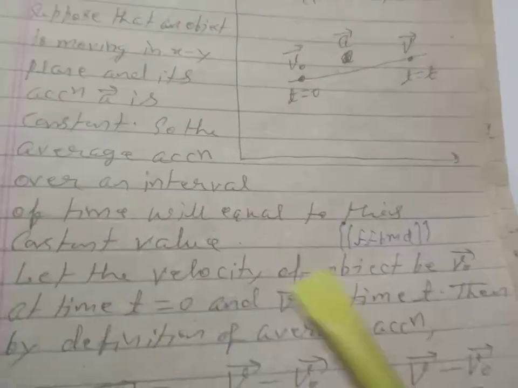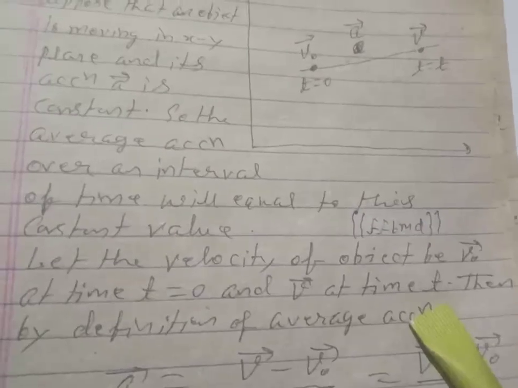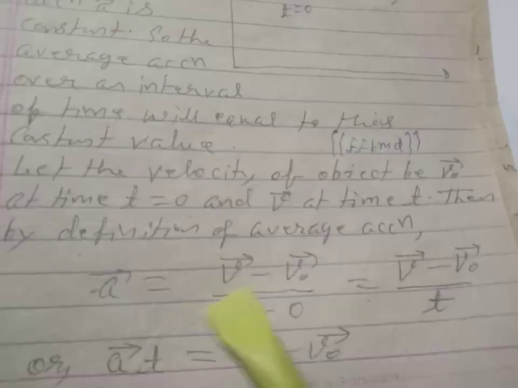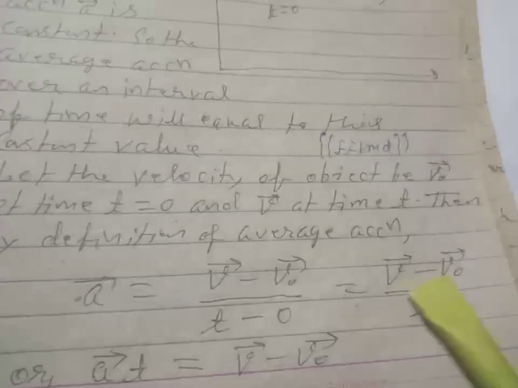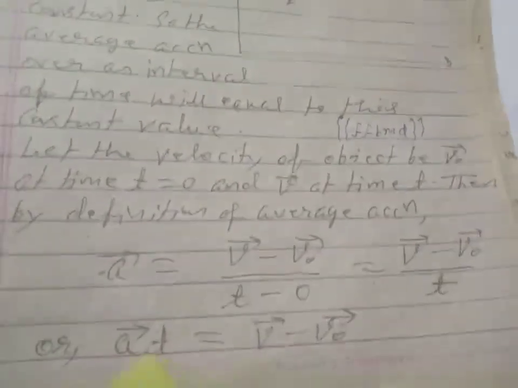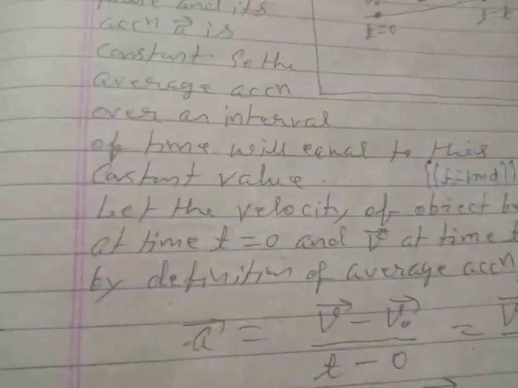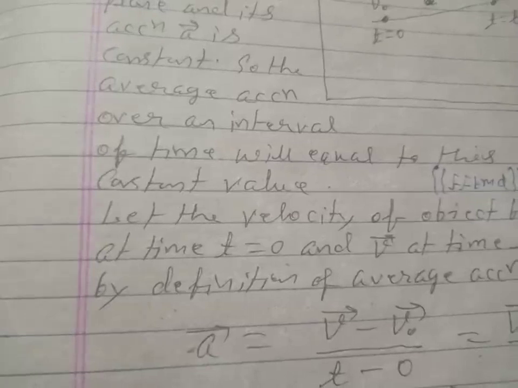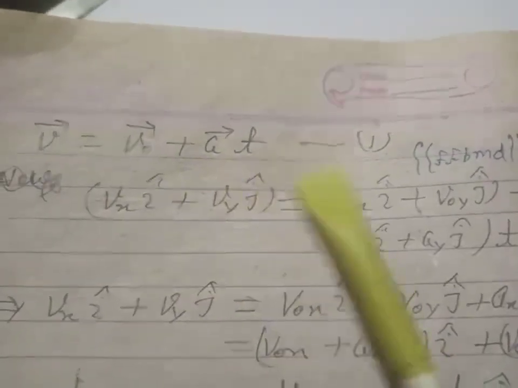Let the velocity of the object be v naught at time t equals 0 and v vector at time t equals t. Then by the definition of average acceleration, a vector equals (v vector minus v naught vector) divided by (t minus 0), so a vector into t equals v vector minus v naught vector. And v vector equals v naught vector plus a vector into t, equation 1.